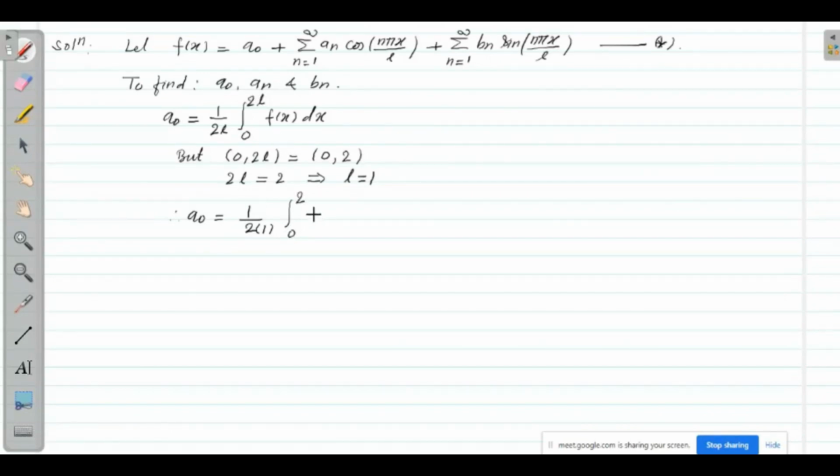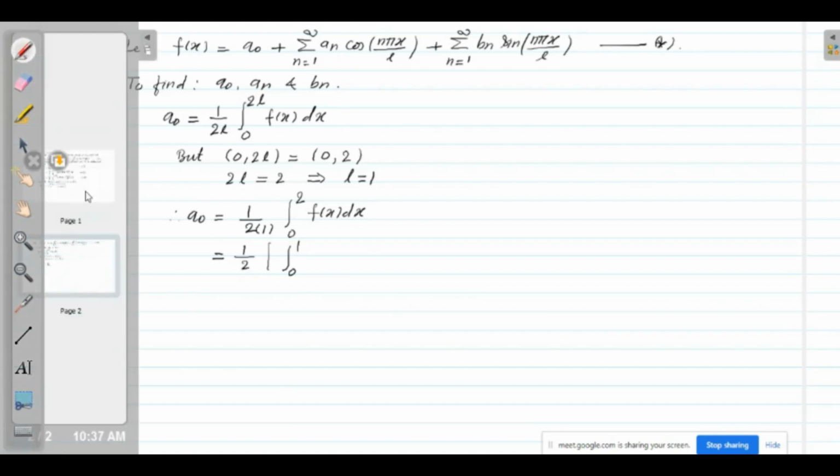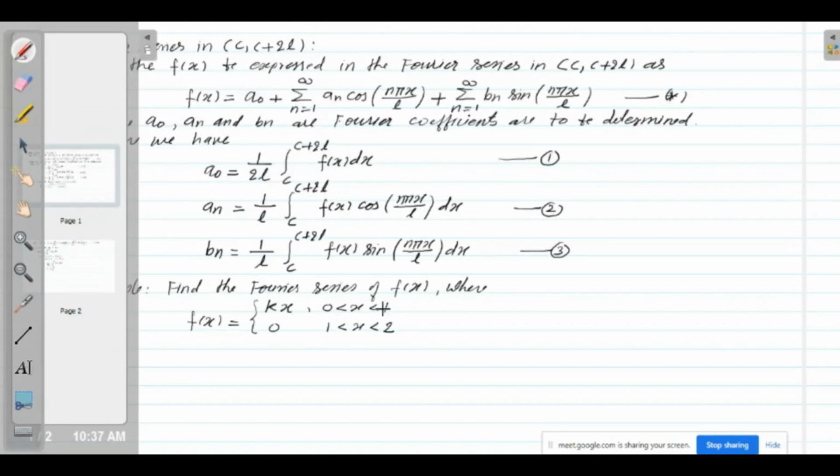Your l is 1 and f of x dx, so this can be written as 1 upon 2. Now your function is divided into two parts. First one is 0 to 1, the limit is 0 to 1, and the function is kx.